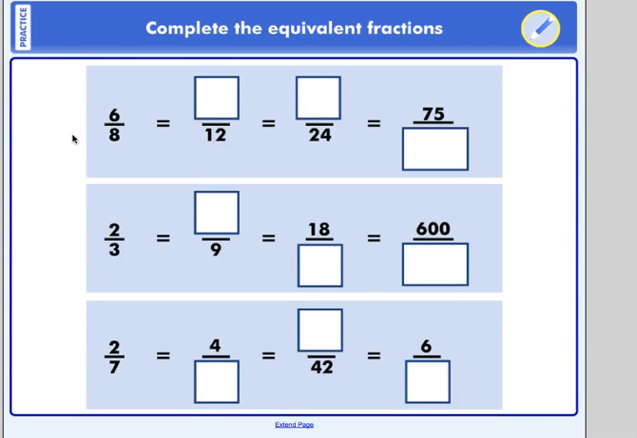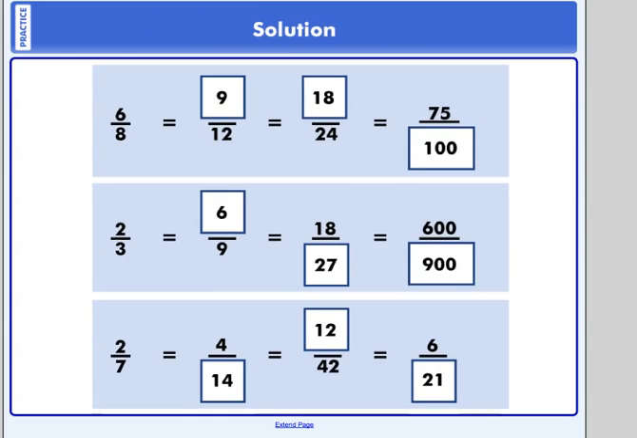Now, sometimes you'll have work like this where you'll need to fill in the boxes. I want you to pause the video right here and figure out what numbers belong in these boxes, and then resume the video. Okay, when you answered these problems, you should have found these answers. Okay, so check your work. See how you're doing.